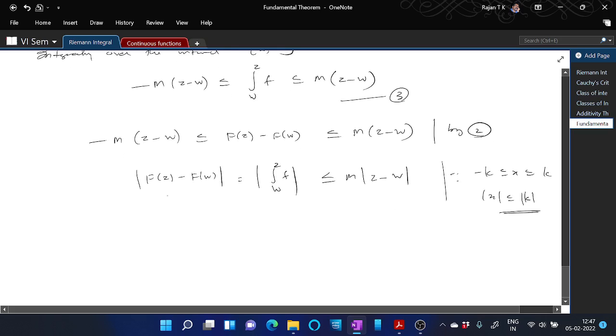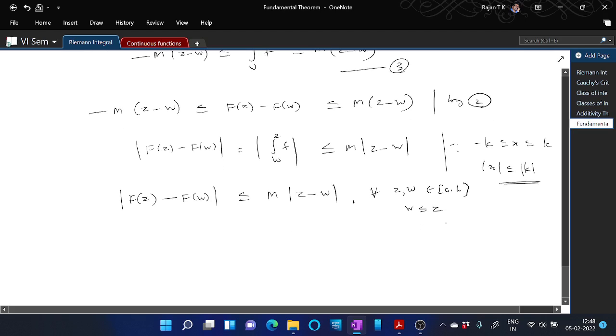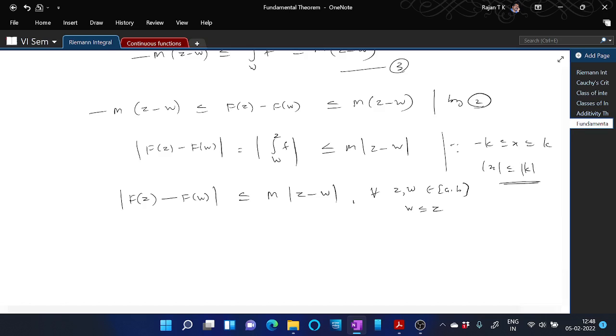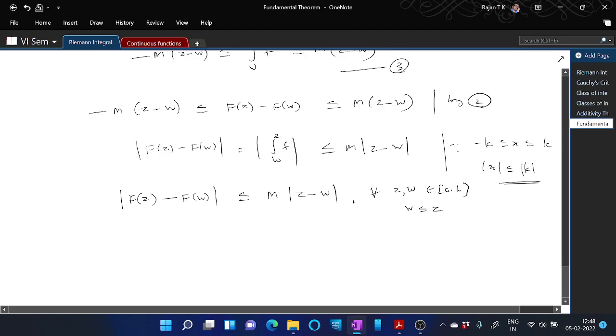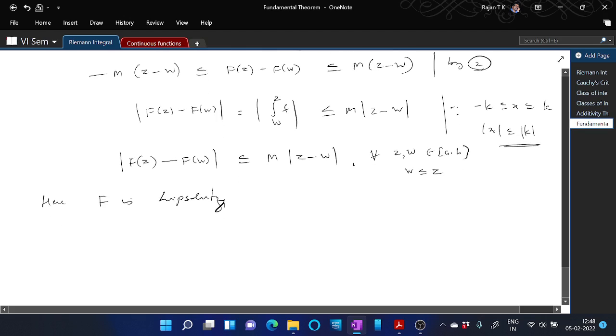Thus, we have the result that for all w, where w is less than or equal to z, modulus of F(z) minus F(w) is less than or equal to M times modulus of z minus w, for all w in the interval [a,b]. This shows that F is a Lipschitz function. This is actually what we wanted to prove here. Whenever mod of z minus w is less than delta, we can show that mod of F(z) minus F(w) is less than epsilon using this. Hence, F is Lipschitz. And every Lipschitz function is actually uniformly continuous, hence continuous.